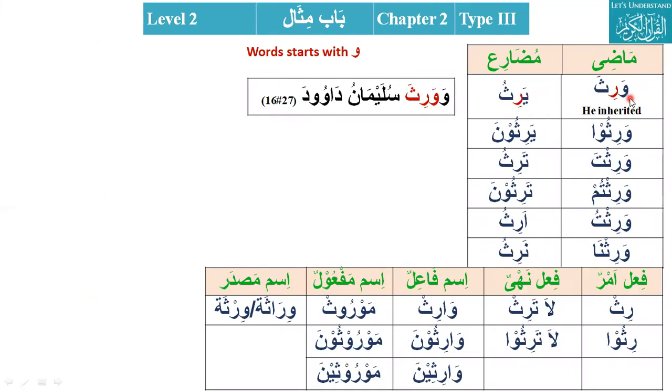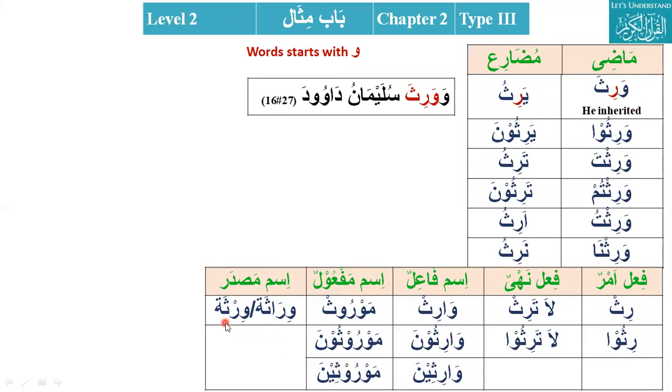Ibrahim Farhan. Yes. Assalamu alaikum. Walaikum assalam. Can you please do the TPI for Warisa? Warisa, he inherited. Warisa, warisu, warista, waristum, waristu, warisna. Yarisu, yarisuna. Tarisu, tarisuna. Arisu, narisu. Ris, la taris. Risu, la tarisu. Waris, warisun, warisin. Mawrus, mawrusun, mawrusin.